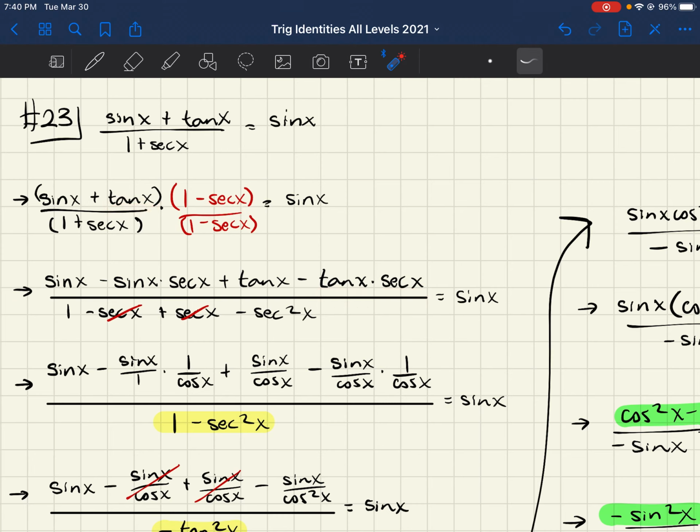There's our top. On the bottom here, same deal: 1 times 1, 1 times negative secant, secant times 1, and secant times negative secant. In that denominator, negative secant and secant, when you add them together, they cancel, they give you 0. In the numerator, a lot of stuff going on here. I'm going to go ahead and decompose into sines and cosines.